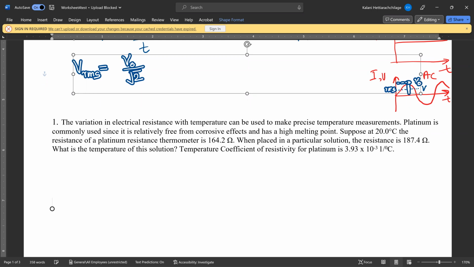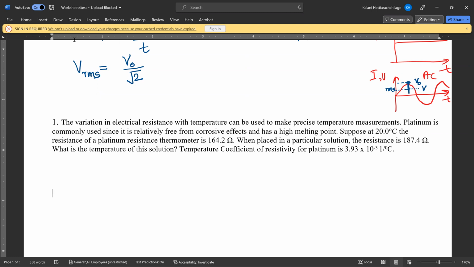So now question number 1 is actually talking about the light bulb, how resistance changes with temperature, right? The variation in electrical resistance with temperature can be used to make precise temperature measurements. Platinum is commonly used since it is relatively free from corrosive effects and has a high melting point. I think I copied this question probably from your textbook. And suppose at 20 degrees, the resistance of platinum per meter is this much.